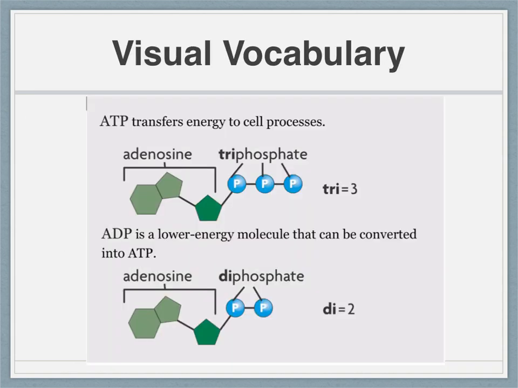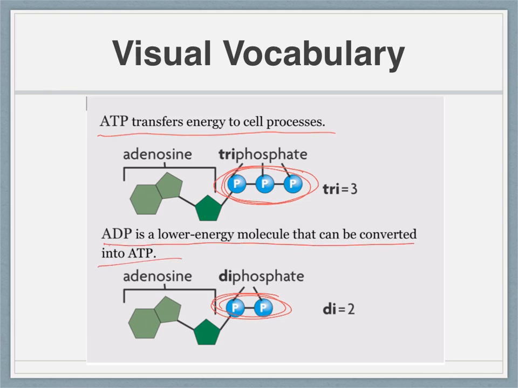Okay, this slide is showing the differences between ATP and ADP. Notice ATP, adenosine triphosphate. Tri means 3, so it has 3 phosphate groups attached by chemical bonds. Adenosine diphosphate has 2 phosphate groups, di meaning 2, but everything else is the same. Adenosine, ribose sugar, phosphate groups. ATP transfers energy to cell processes. ADP is a lower energy molecule that can be converted back into ATP for that cycle to continue.